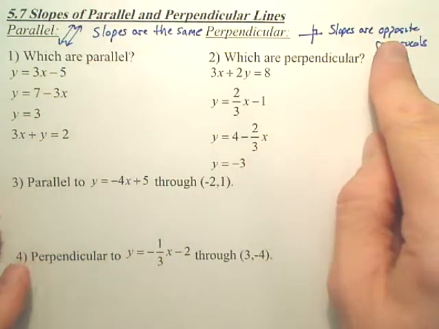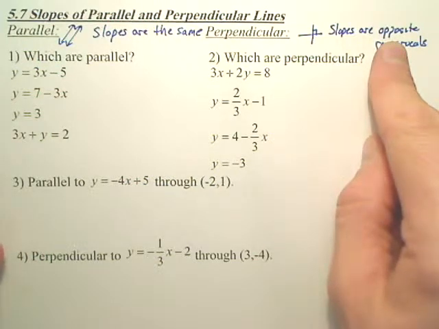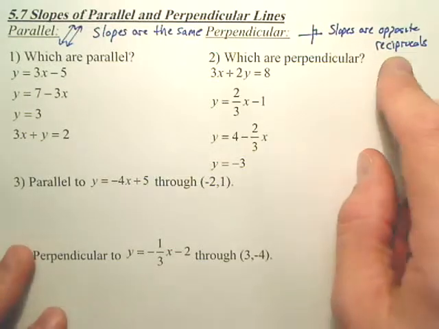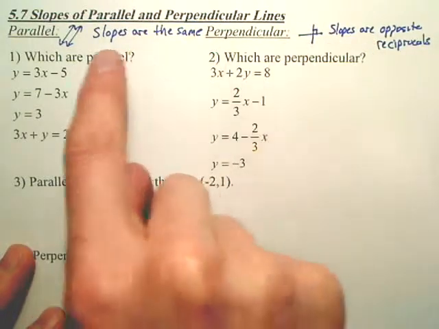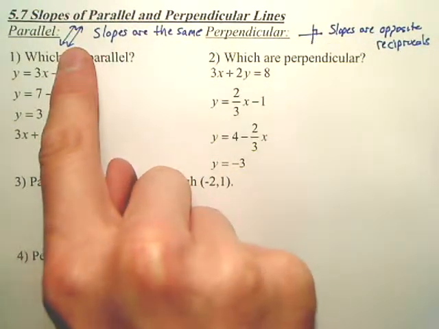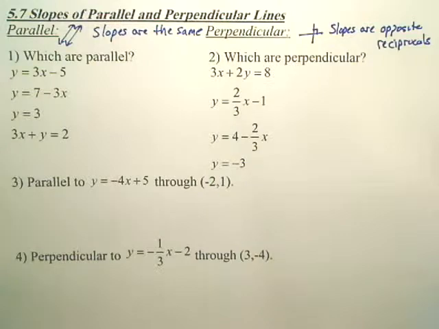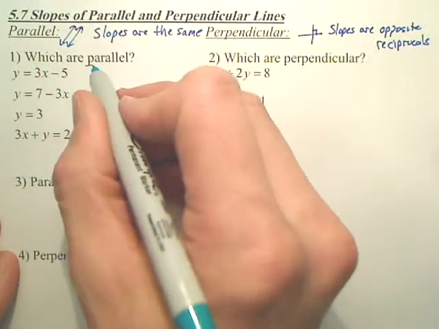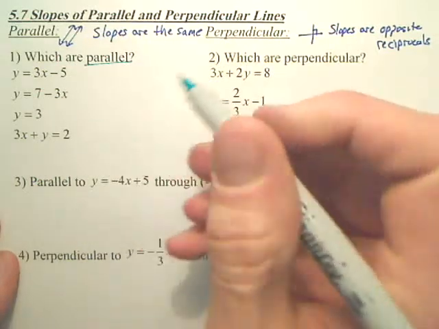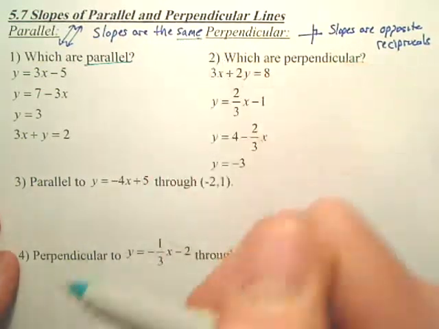Now, opposite means change the sign from positive to negative or negative to positive. Reciprocal means flip the fraction. So if I want two lines to be perpendicular, the slopes have to be opposite reciprocals. If I want them to be parallel, they have the same slope. What that means? Which of these four equations are parallel? Parallel means same slope.